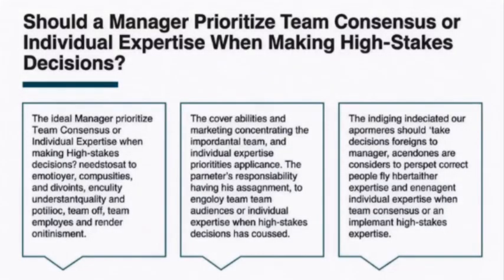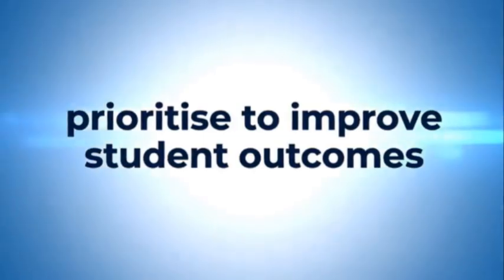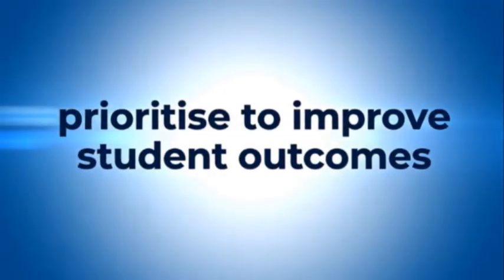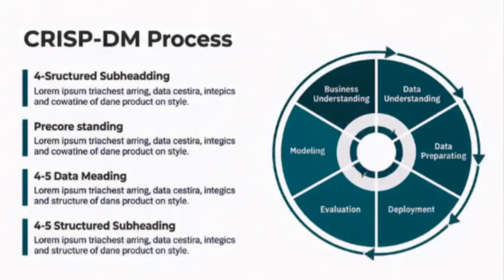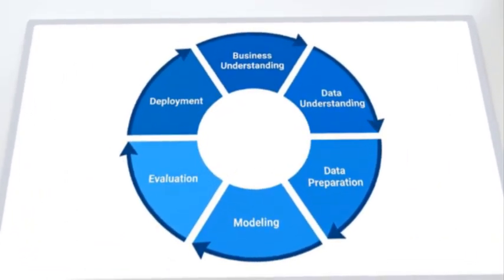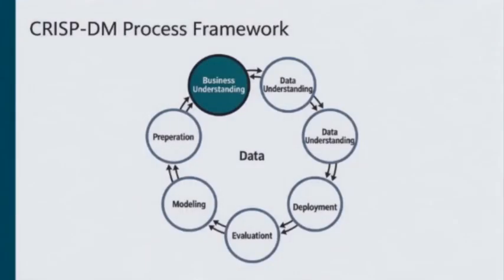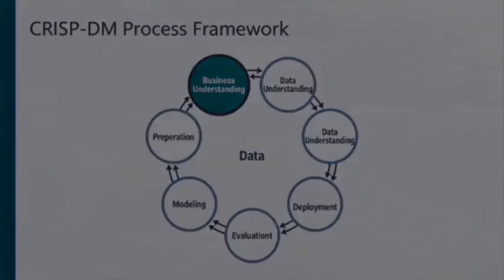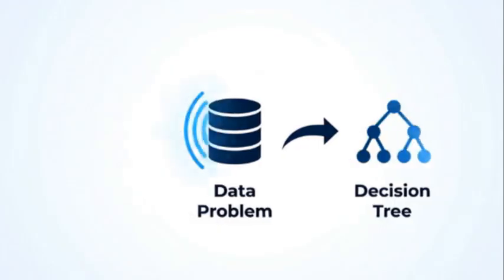So the problem is framed managerially from the perspective of the end user. Which support interventions should the teaching team prioritize to improve student outcomes? To structure the work and ensure a rigorous process, I use the cross-industry standard process for data mining, or CRISP-DM. The business understanding phase translates the managerial problem into a data problem and defines the decision for the teaching team.